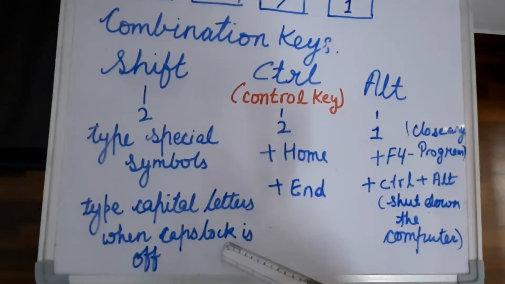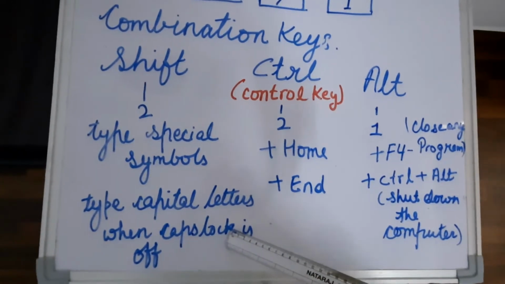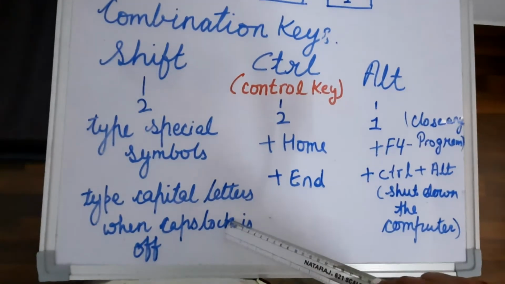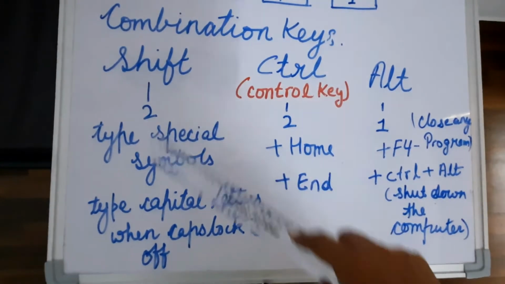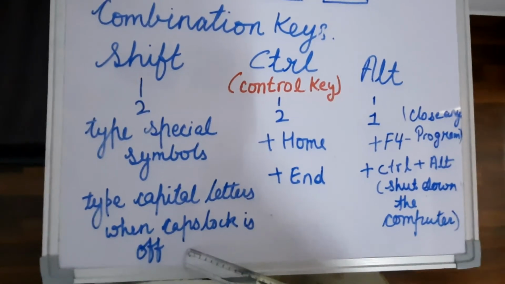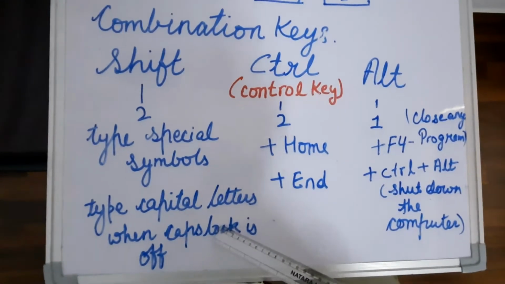The Shift key can also be used in combination with the alphabet keys. If we want to write a single letter in capital without using the Caps Lock key, what will we do? We will press the Shift key, keep it pressed, and then press any letter when Caps Lock is off, and we can write this letter in capital.